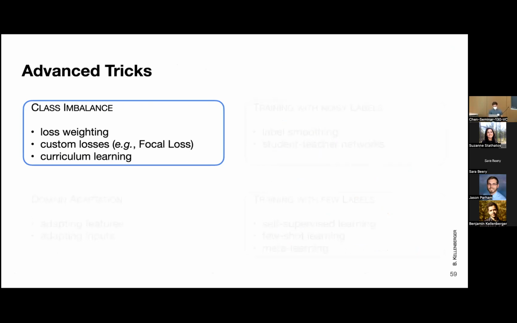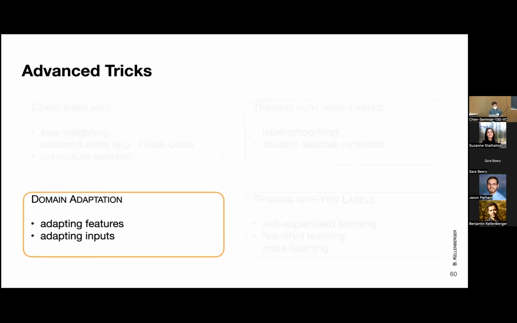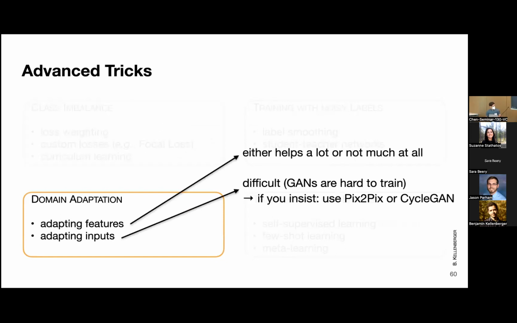So again, how is this going to be useful for you? Class imbalance: loss weighting and custom losses can help a little bit. Curriculum learning, I found, can help either a lot or it can cause massive overfitting. I don't know what's going to happen if you use it. Domain adaptation: adapting the features either helps a lot or not at all. I found the domains need to be similar, otherwise it doesn't really work.